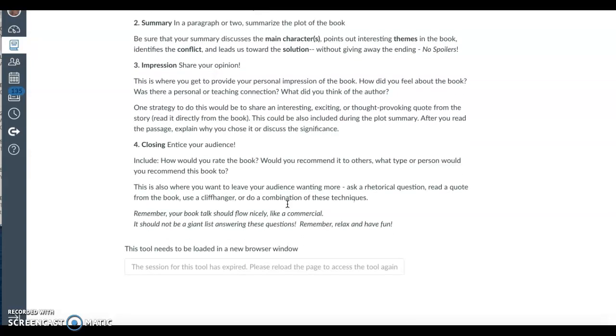Finally, you want to close it out and entice your audience. Remember, you're trying to persuade them to go out right away and get the book. Tell us how you would rate the book. This can be on your poster. I would rate this book a 5 out of 5. Would you recommend it to others, and what type of person would you recommend this book to?